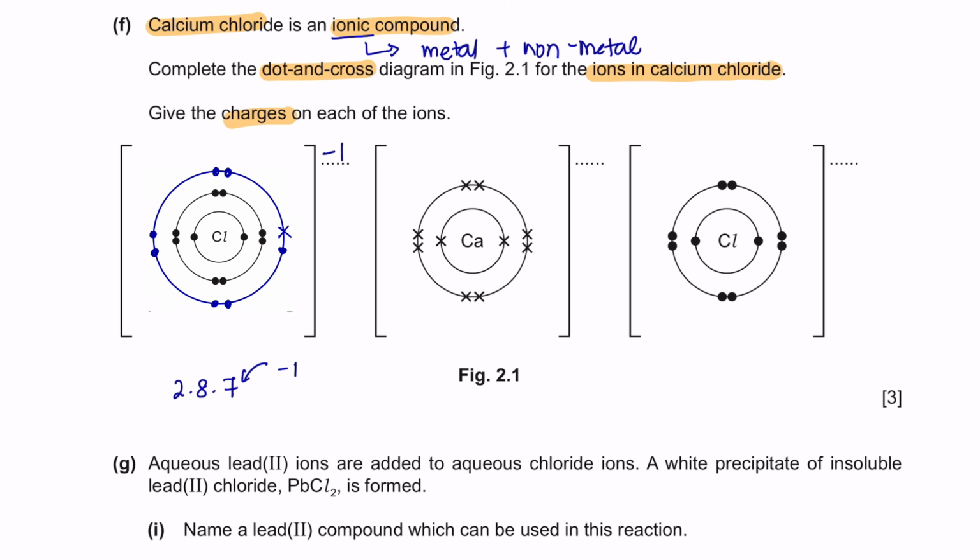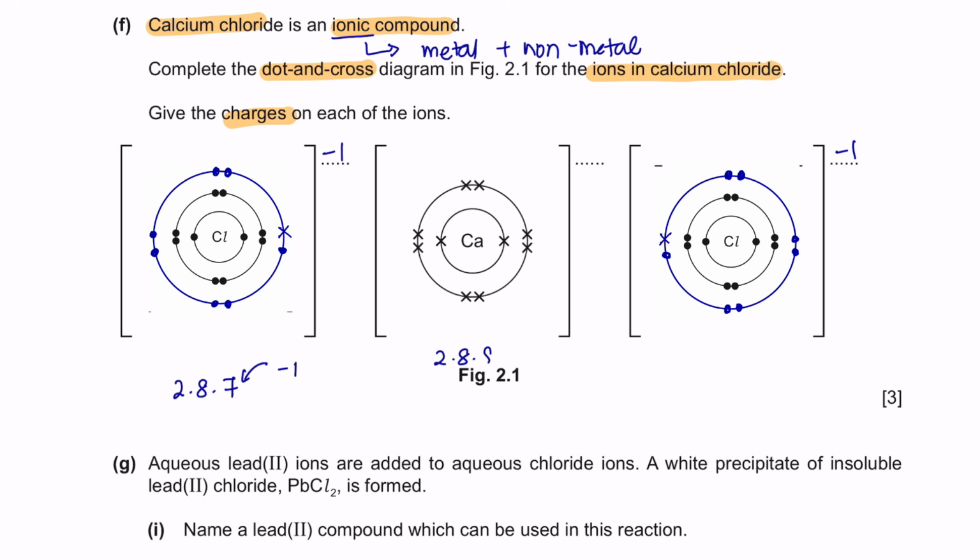So we will put -1 here and -1 here. Calcium has an electron configuration of 2,8,8,2. This means that we need to draw another shell and fill it up with 8 electrons and show that 2 electrons have been donated to chlorine atoms.